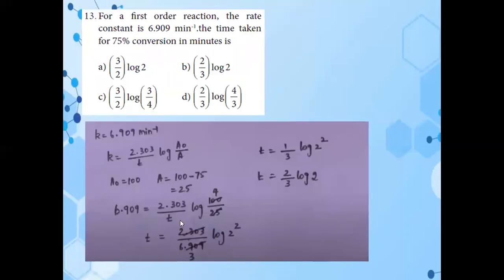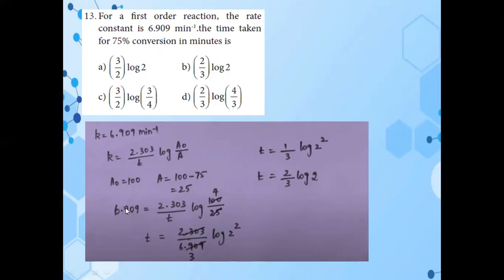Next, question 13. For a first order reaction, the rate constant is 6.909 per minute. The time taken for 75% conversion in minutes is, so K value is 6.909 per minute. The first order rate equation we are going to write here: K is equal to 2.303 divided by t into log of A naught divided by A. Initial concentration is always 100%. After 75% conversion, the concentration changes, so A is equal to 100 minus 75, we get 25.